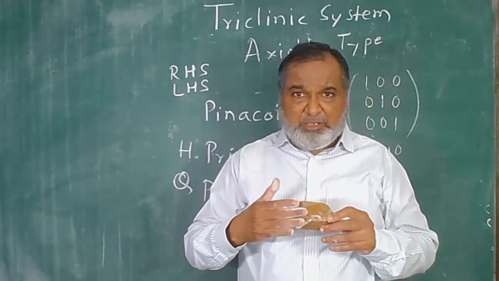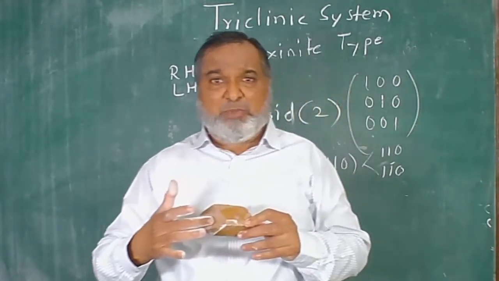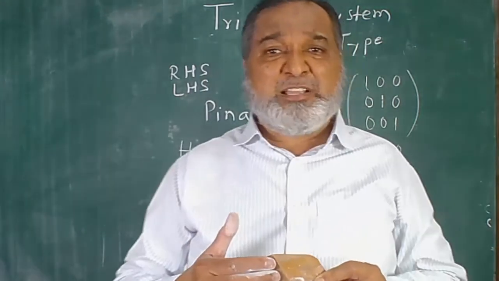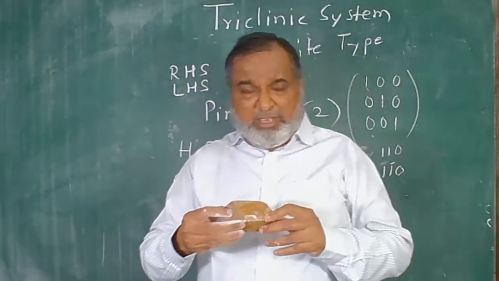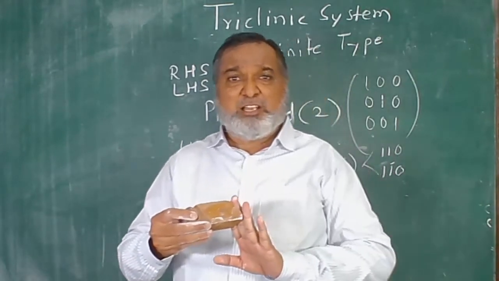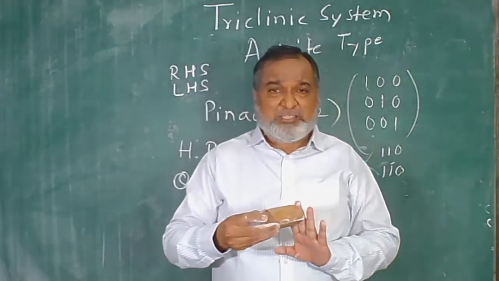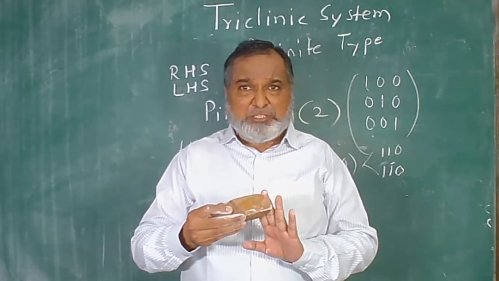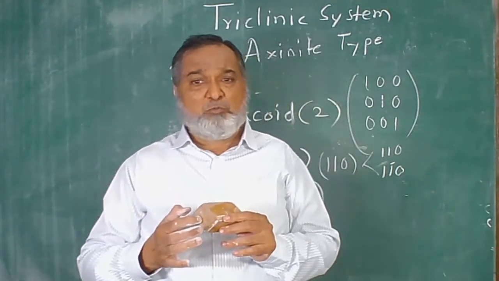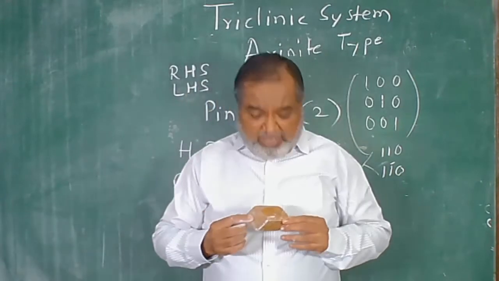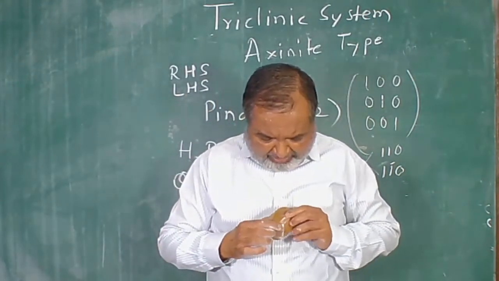Now whichever is coming on your right hand, see this face is coming on my right hand side, so it is my RHS, right hand side hemiprism 1, 1, 0. And this is coming on my left hand side, so this will be the LHS, left hand side hemiprism 1 bar 1, 0. Here we have 1, 1, 0. This is clear. Now the front face. This is what we have.